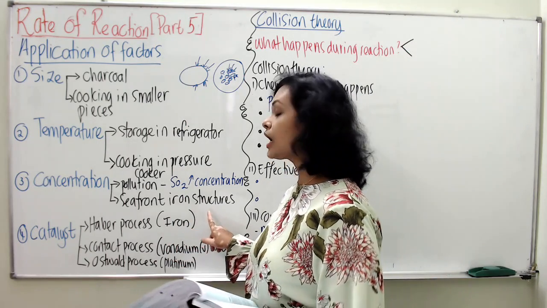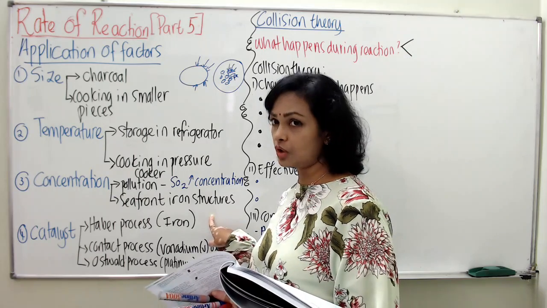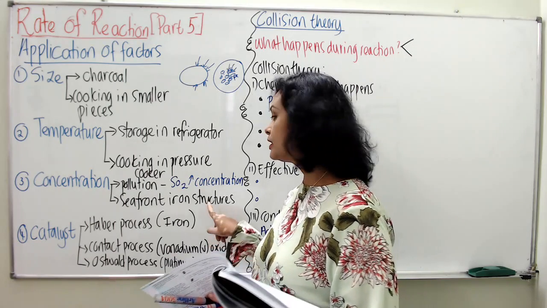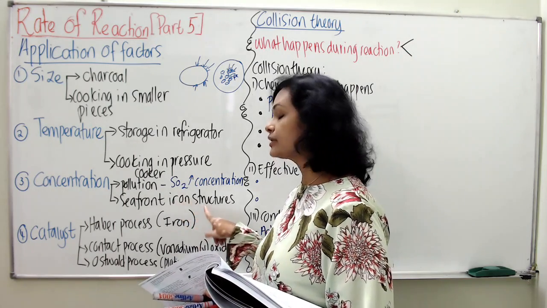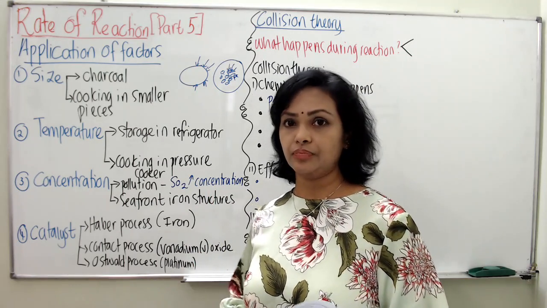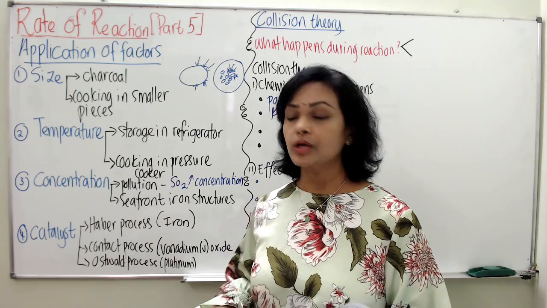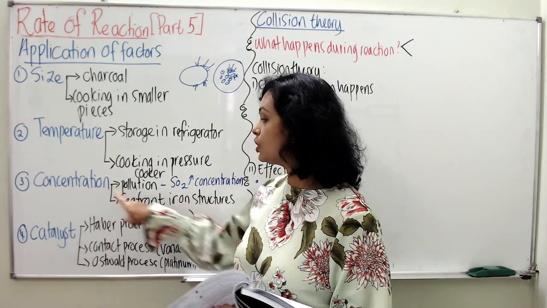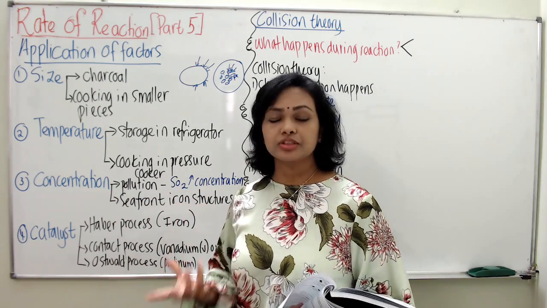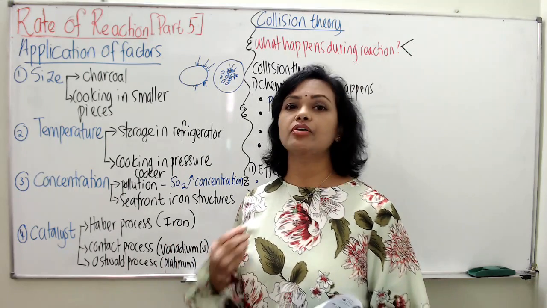So when it has a higher concentration of dissolved salt near the seafront, the sea breeze will make the iron structure rust faster compared to the same iron structure which has been kept elsewhere. So this is how the concentration of a substance plays a part for a certain reaction.